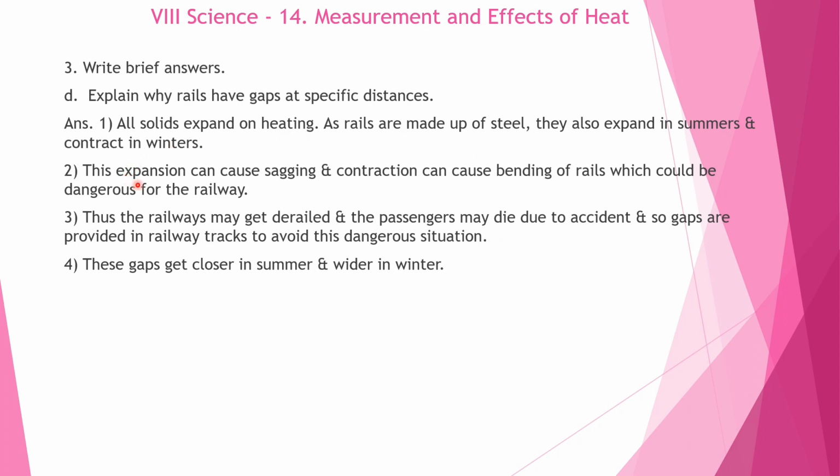If the railway tracks are expanding or contracting, if their shape is changing because of this, then the trains will not be able to run properly on the tracks. So this can become a dangerous situation. These gaps get closer in summer and wider in winter.